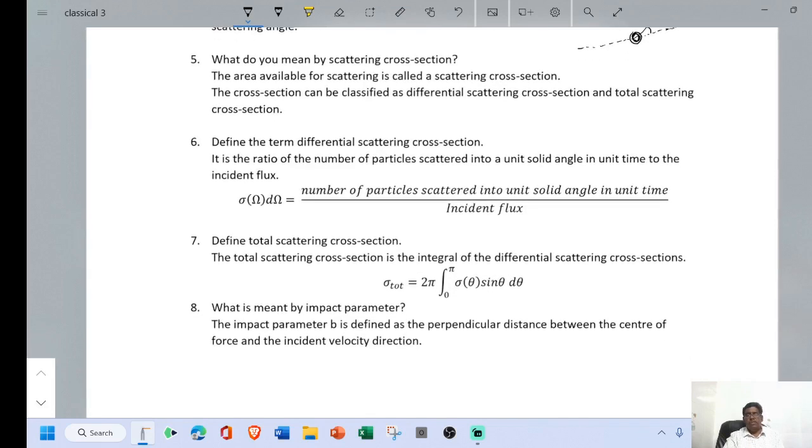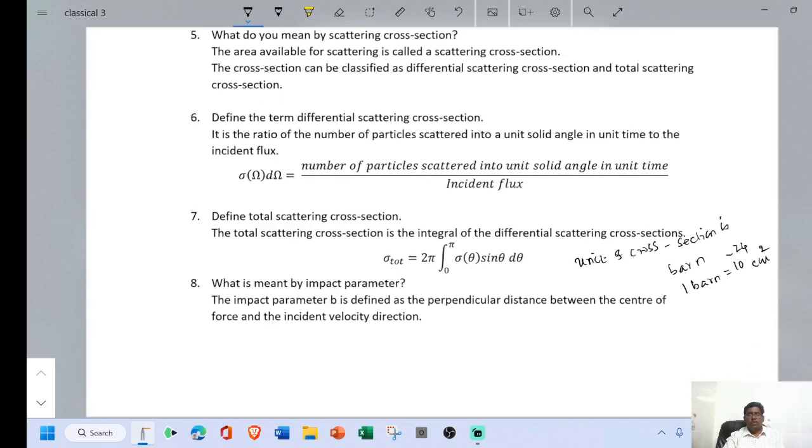And the seventh question is: define total scattering cross section. The total scattering cross section is the integral of the differential scattering cross sections. Sigma total equal to 2 pi integral of sigma theta sin theta d theta. Here the limit varies from 0 to pi. Usually the cross section is measured in the unit of barn. Unit of cross section is barn, B-A-R-N. 1 barn equal to 10 power minus 24 centimeter square.